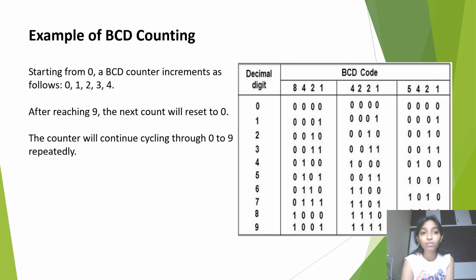Example of BCD counting. Starting from 0, a BCD counter increments as follows: 0, 1, 2, 3, 4. After reaching 9, the next count will be reset to 0. The counter will continue cycling through 0 to 9 repeatedly.